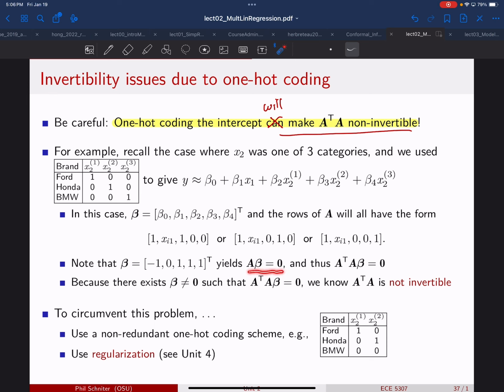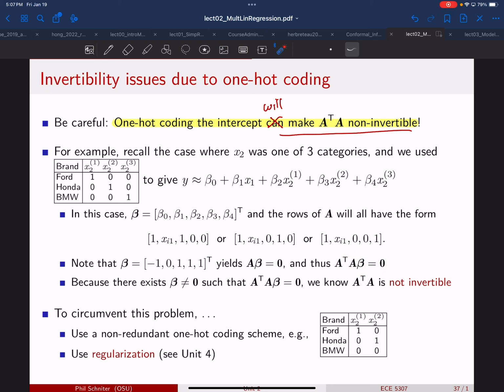And if this is 0, then I can multiply this on the left by A transpose, both sides of the equation, and I will also have this being 0. And so now, if you have any matrix such that you can find a non-zero vector where when you multiply it by the matrix you get 0, this is a sign that that matrix is not invertible.